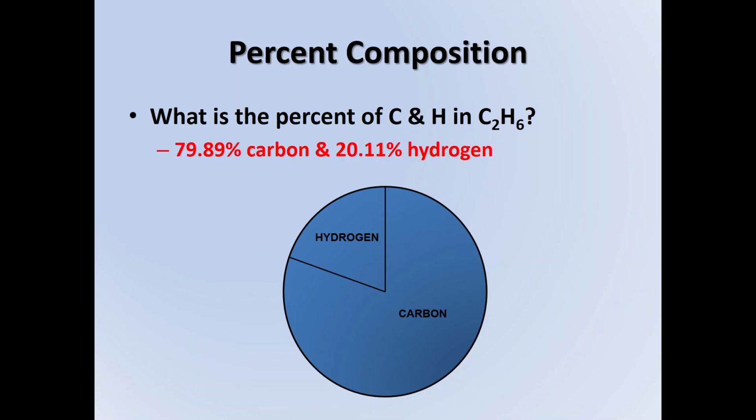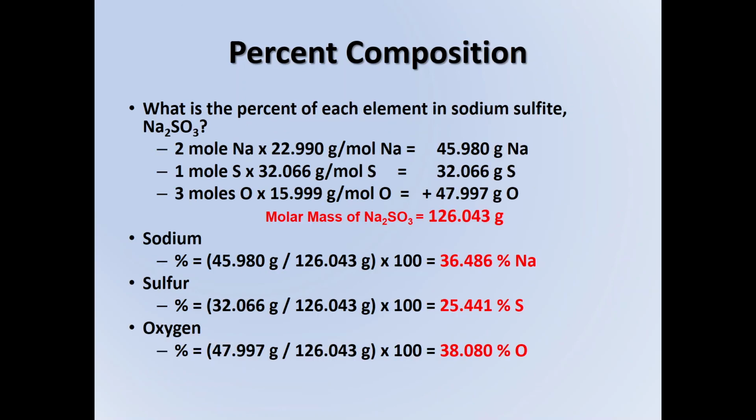So here we see 29.89% carbon and 20.11% hydrogen. So here's another example. What is the percent of each element in sodium sulfite? They do a slightly different method. Or I shouldn't say, they actually spell it out and use dimensional analysis.